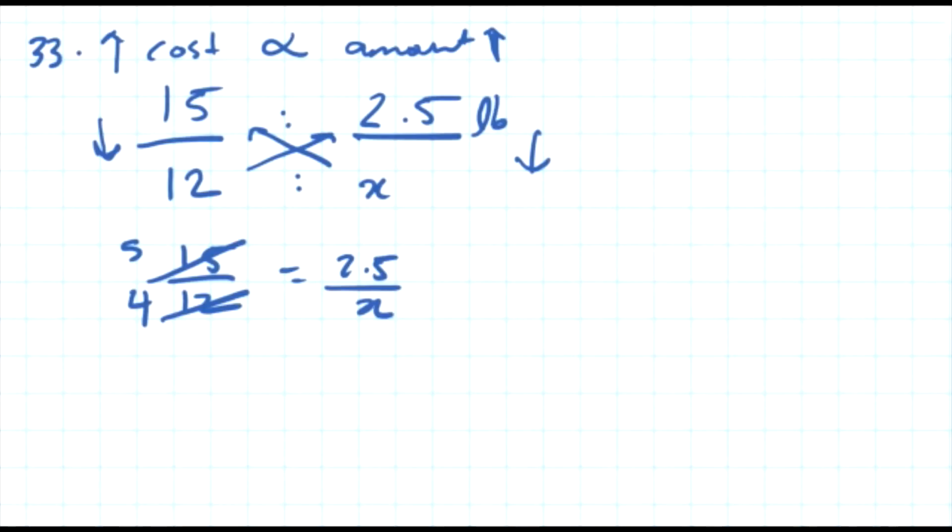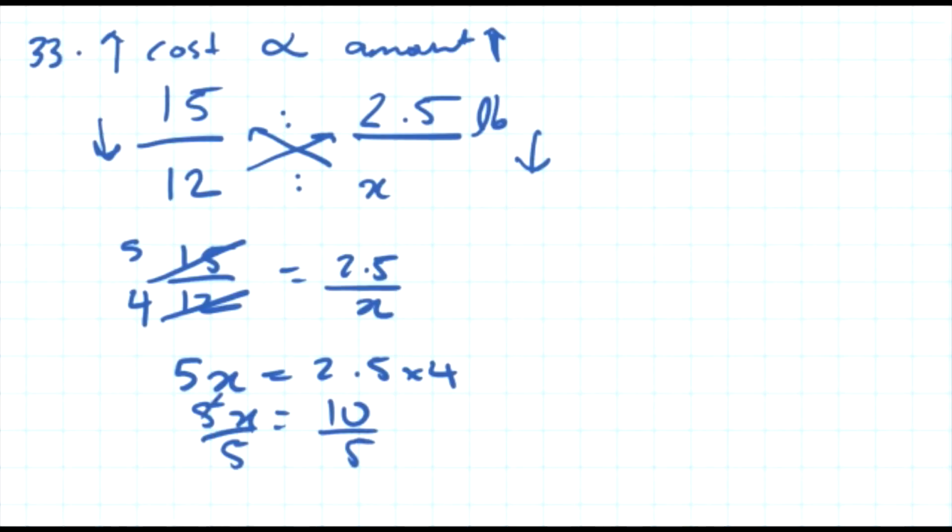Once I'm done with that, I can cross multiply on both sides to get a solution. So I can say 5x is equal to 2.5 times 4. 2.5 times 4 is 10, so I'm going to put 10 here, and that's 5x. Now to find x, I'm going to divide by 5, so that's going to cancel it off. It's going to give me 2.